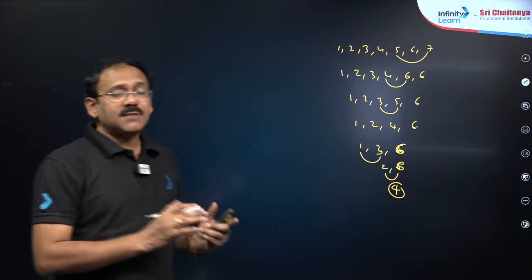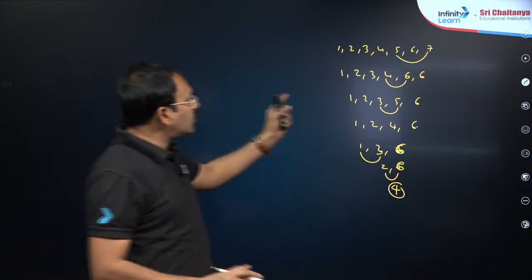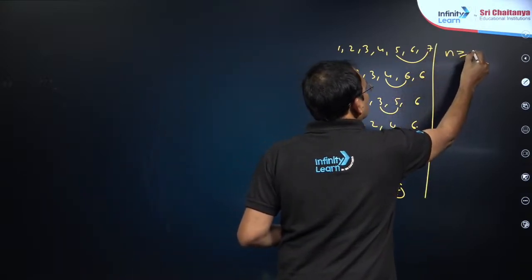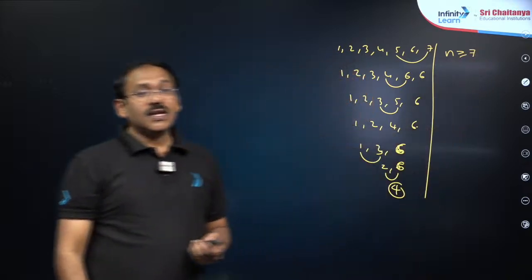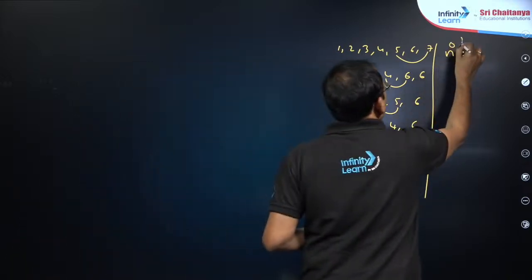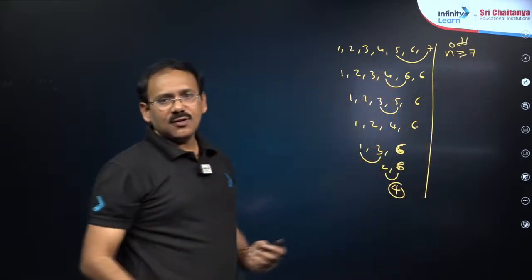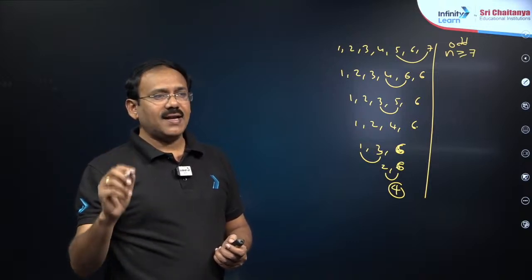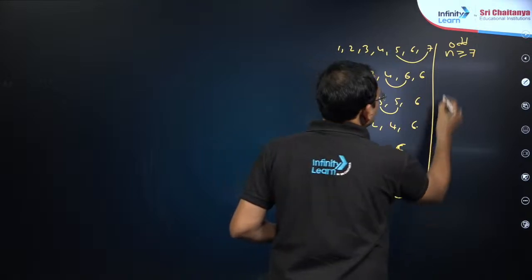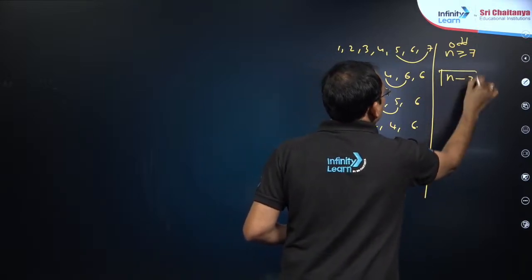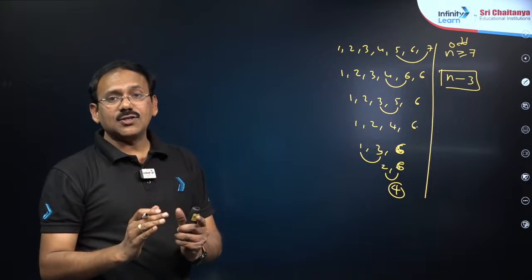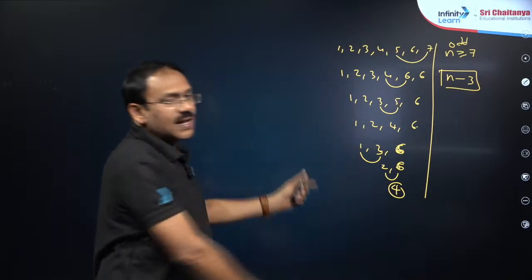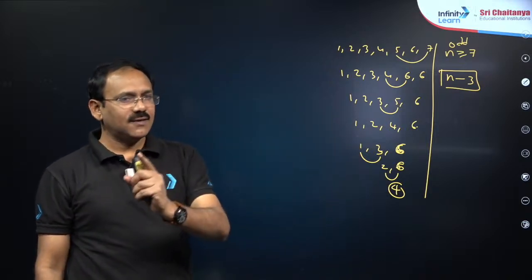By observing a pattern, you can see that if you take the numbers 1 to n, with n odd and greater than or equal to 7, the same pattern continues and you are going to get n minus 3. Here with 7 you got 4, so n minus 3. That means if n is an odd natural number greater than or equal to 7, every time you proceed in the same way, you will end with n minus 3. That is the first observation.